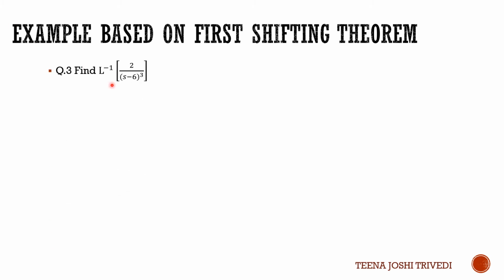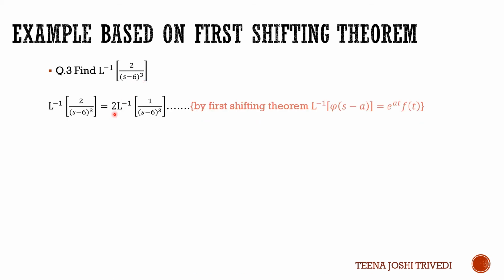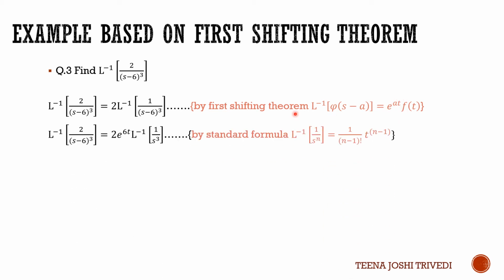Find Laplace inverse of 2 upon s minus 6 cube. So first of all we take 2 outside in inverse Laplace transformation and 1 upon s minus 6 cube. By first shifting theorem we know that Laplace inverse of phi of s minus a will become e raised to power at function of t. In this case it is s minus 6, so e raised to power 6t and then function of t. So we can see 2 into e raised to power 6t and Laplace inverse of 1 upon s cube we write as it is because we have to apply the formula.